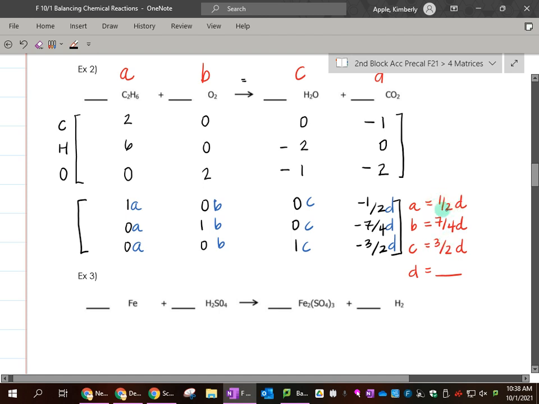Why did I turn them positive right here? Because you added them to the other side. Yeah, I just moved them back to the other side and solved for A, B, and C.